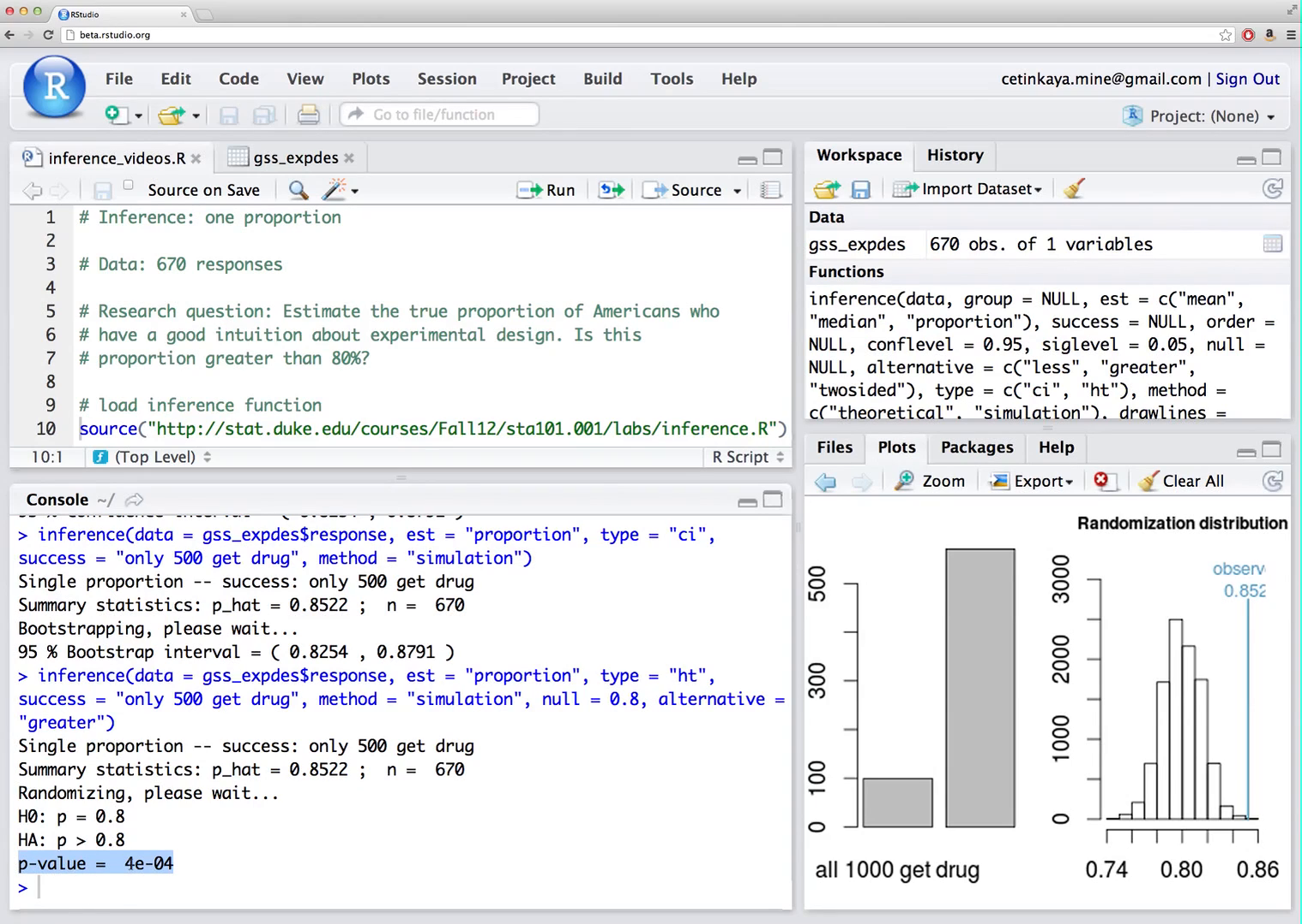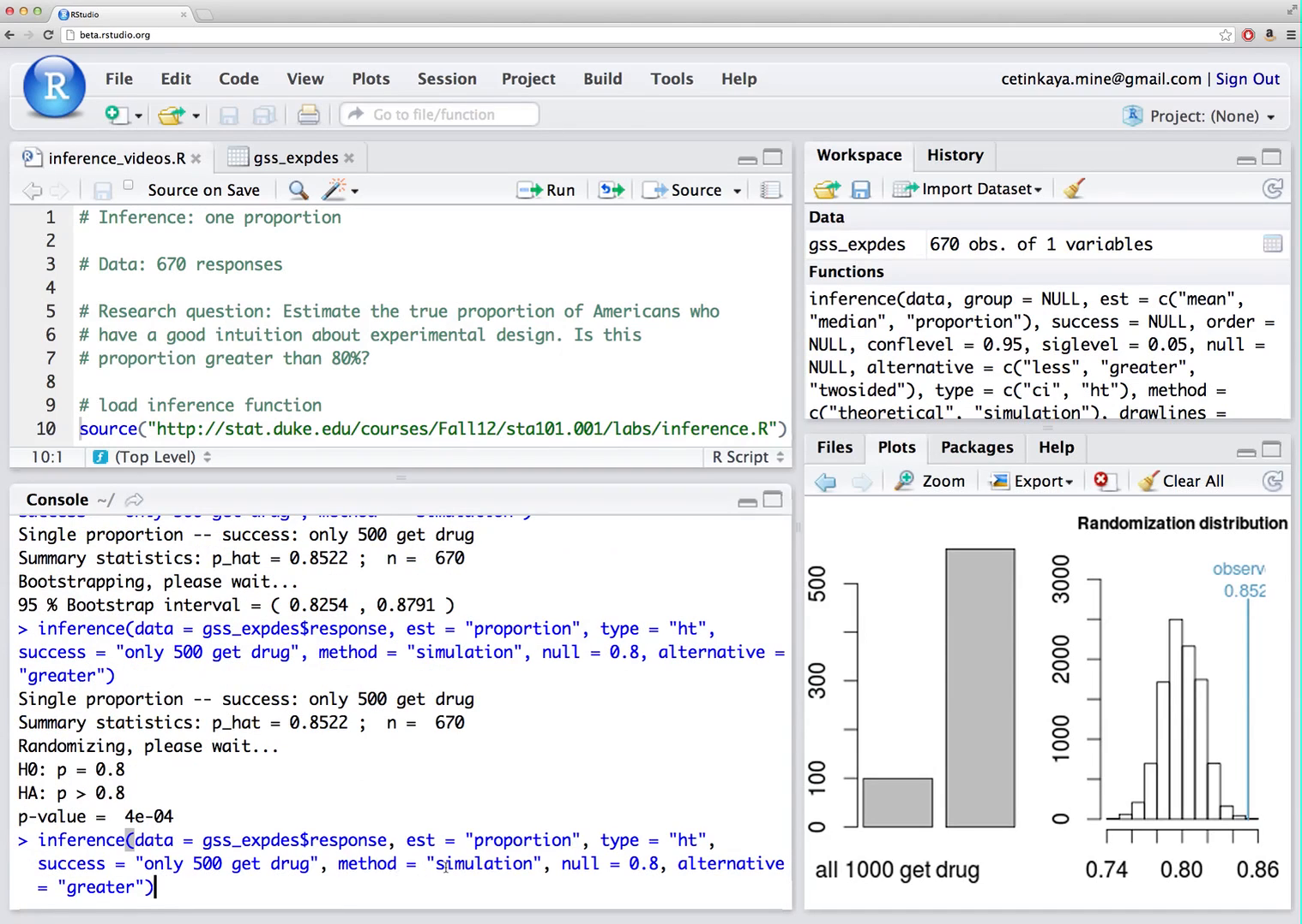With a low p-value as such, we would reject the null hypothesis and conclude that the true proportion is indeed greater than 80%. This agrees with the confidence intervals from earlier as well, because both of those confidence intervals lay above 80%. They did not include that null value.